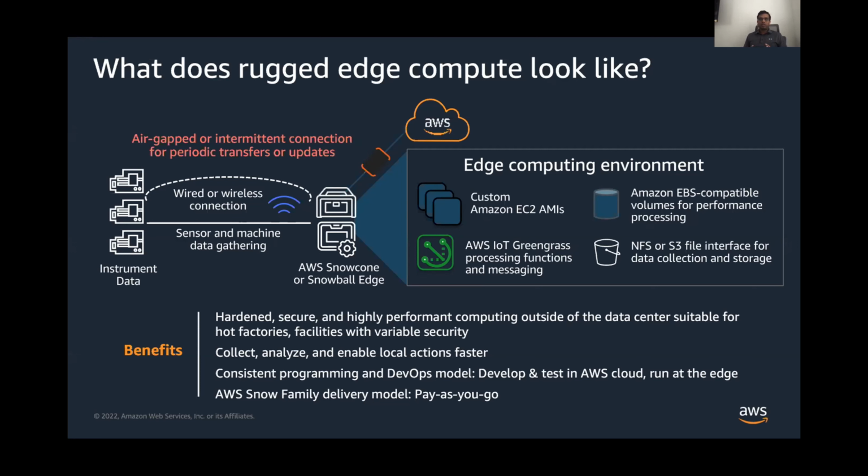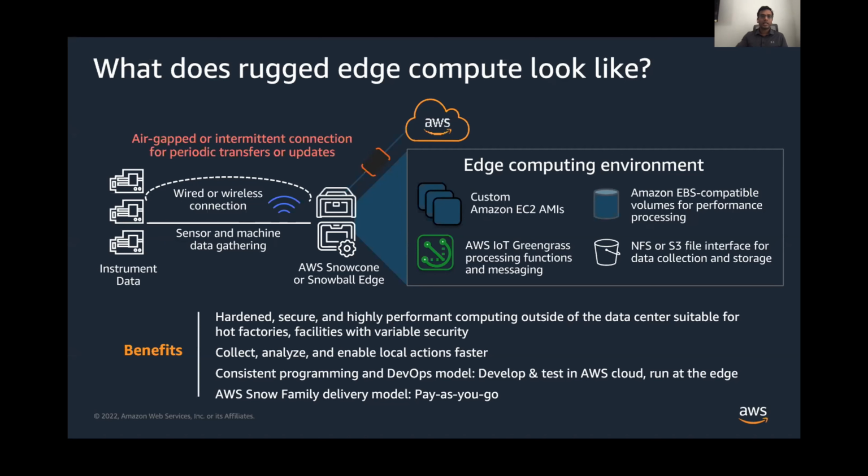Given its small form factor and ability to withstand sun, dust, and moisture, Snowcone is a perfect fit at rugged edge locations. It also provides a consistent DevOps model, very similar to AWS Cloud. You validate, run, and test your applications on the cloud. Once it's all successful, you deploy it on the device.